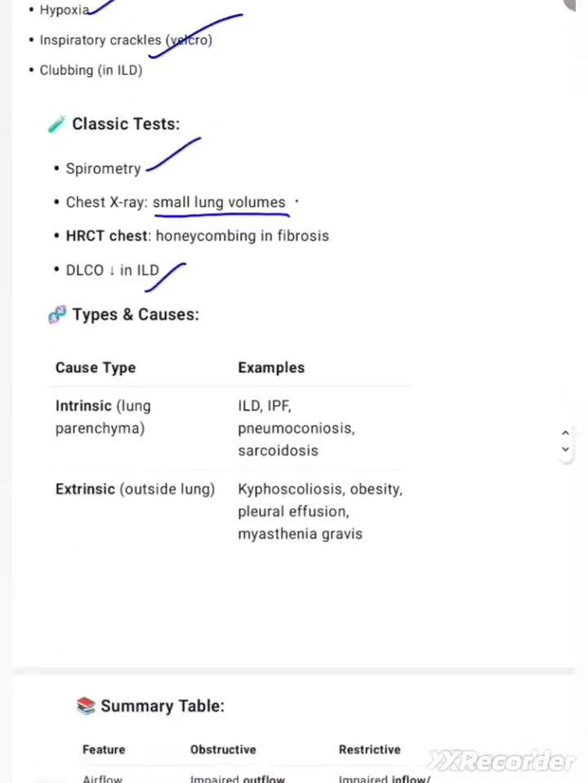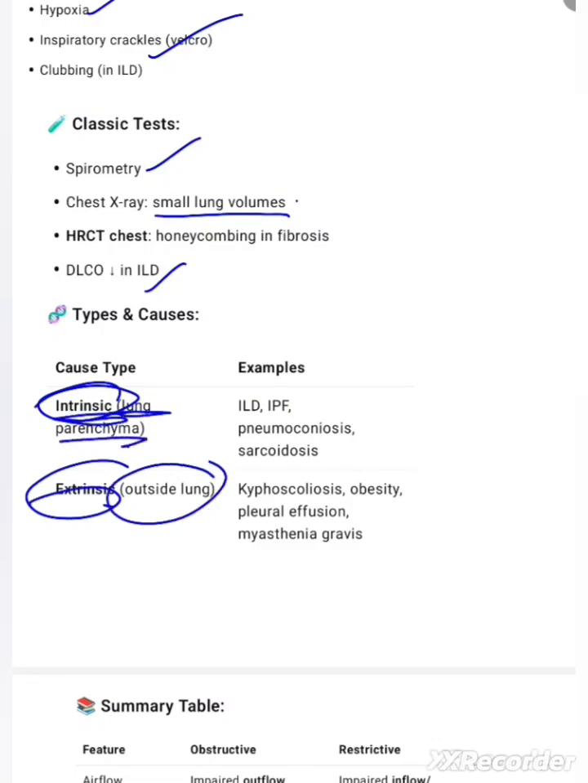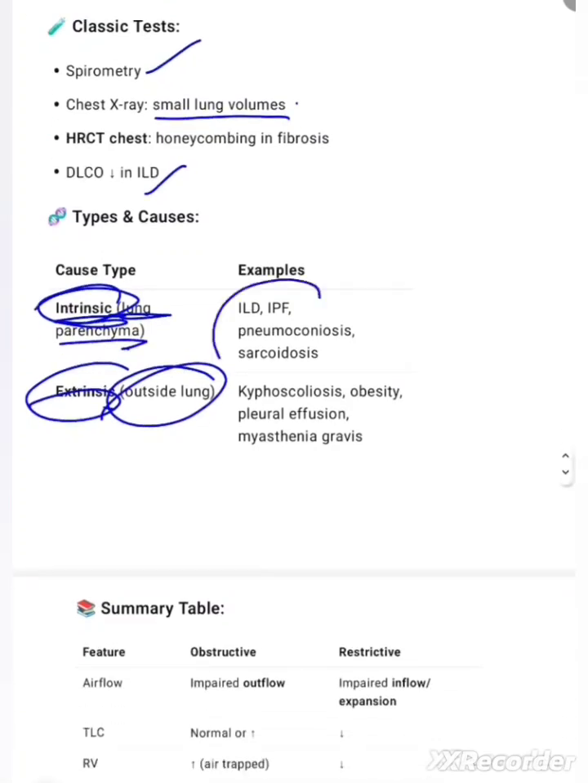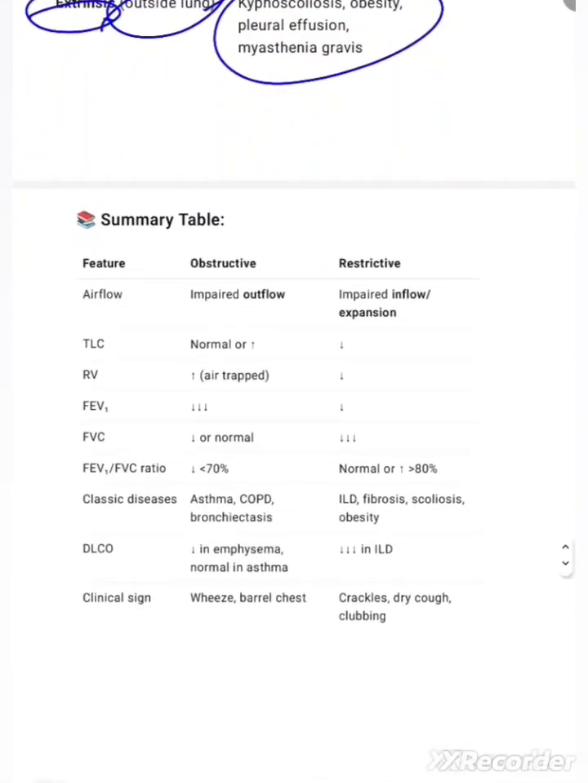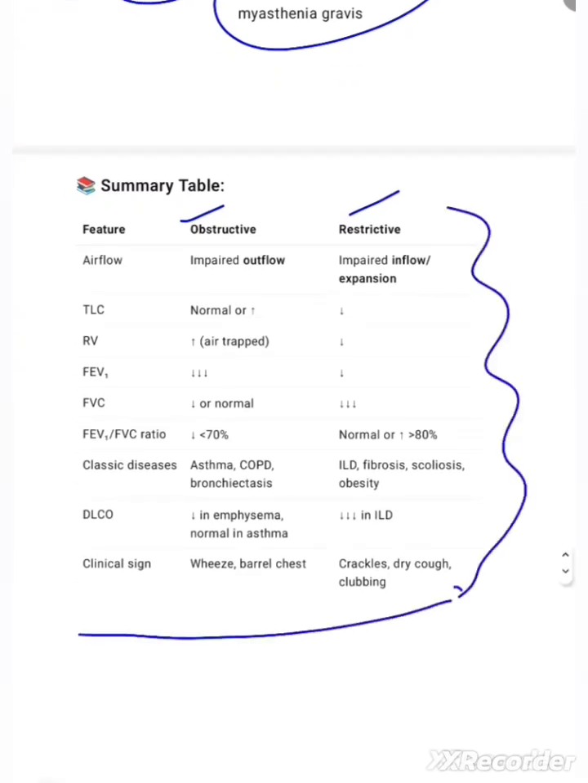And the types and causes: intrinsic or extrinsic. Intrinsic means the lung parenchyma is affected and extrinsic means outside the lung. So the examples are there. And in the summary table we can compare these two, obstructive and restrictive lung disease. You can watch the summary table here.